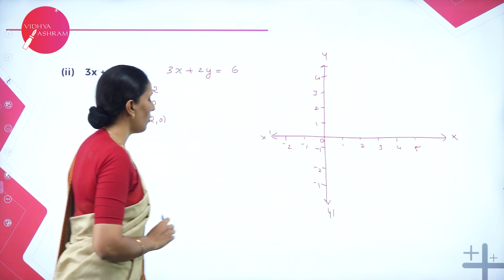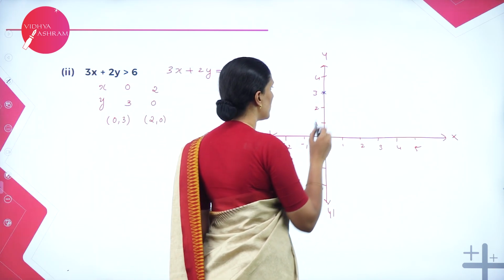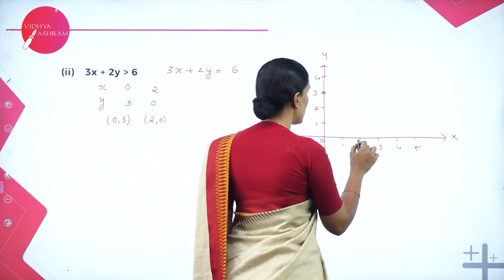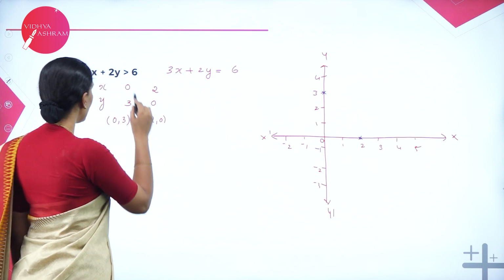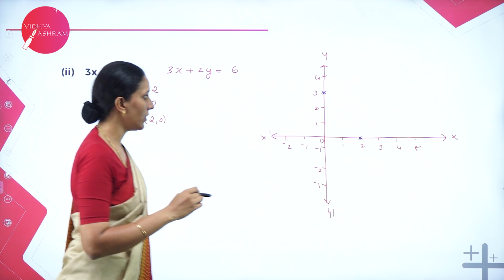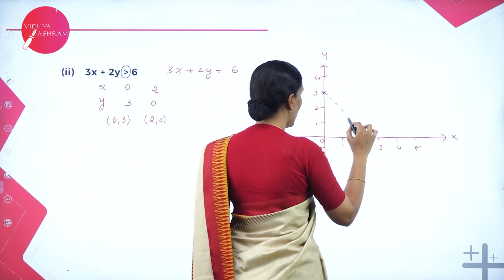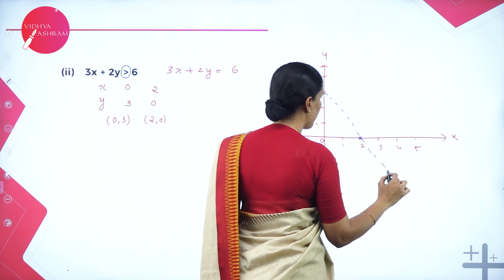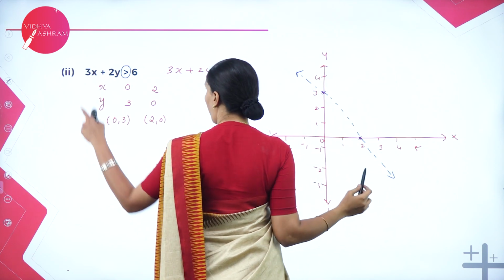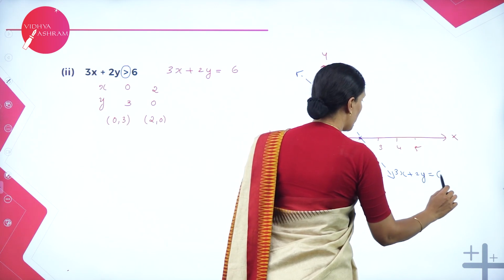X dash. Now the very first point is (0, 3). So this is the point. The next point is (2, 0). So this is (2, 0). Now observe the inequality here. It is a strict inequality. That means we need to use a dotted line to connect these 2 points. So let us connect these 2 points using a dotted line. So this line represents the equation 3x plus 2y is equal to 6.